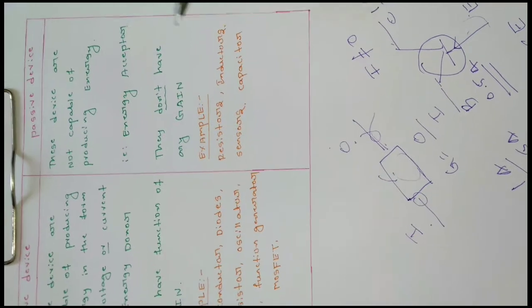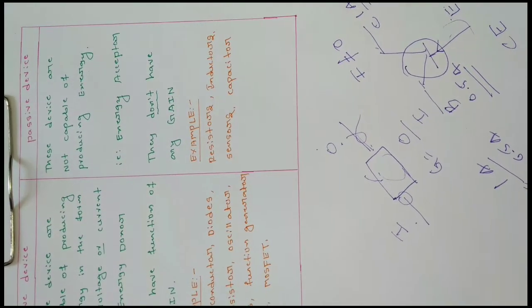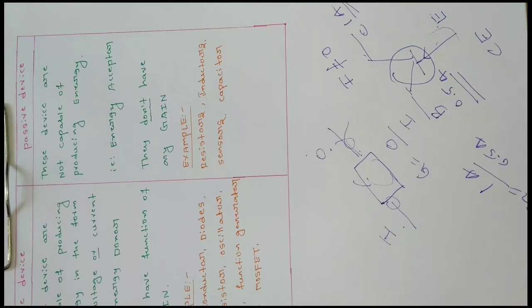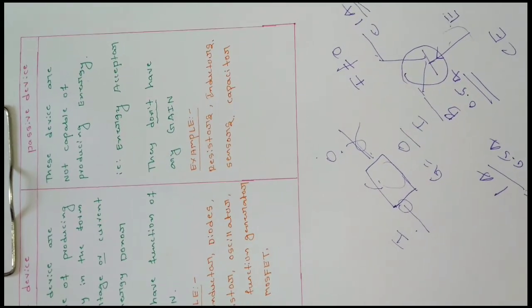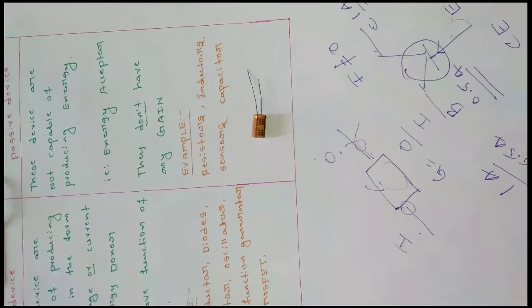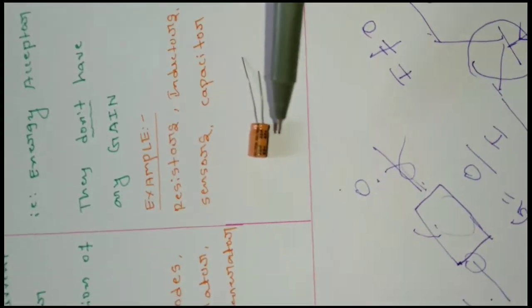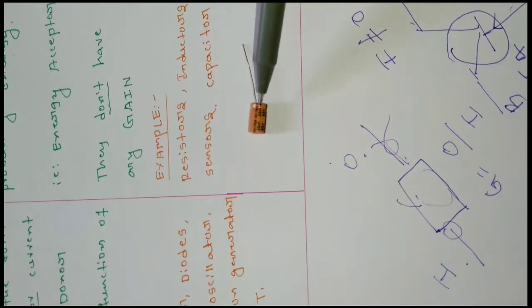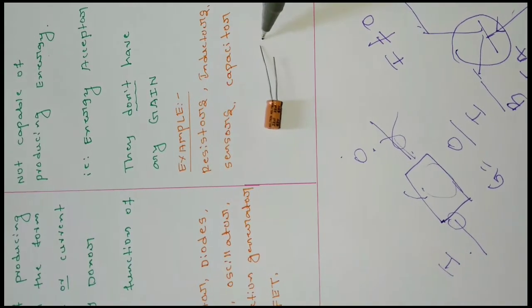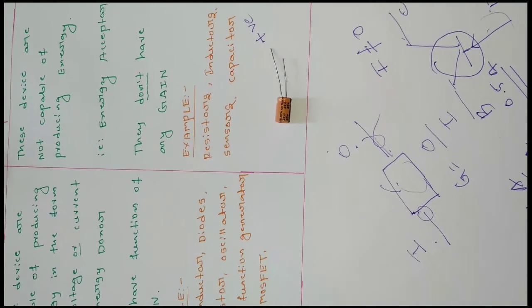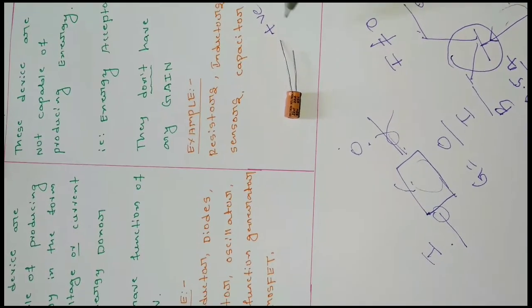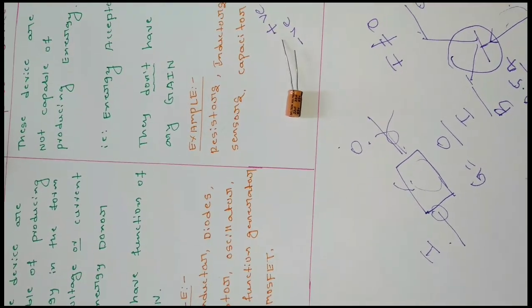Coming to passive device examples: resistors, inductors, sensors, capacitors are the examples. I have an electrolytic capacitor over here. This is an electrolytic capacitor of 22 microfarad. The lead which has a larger length is positive, and the one which has a shorter length, that is this one, is negative here.